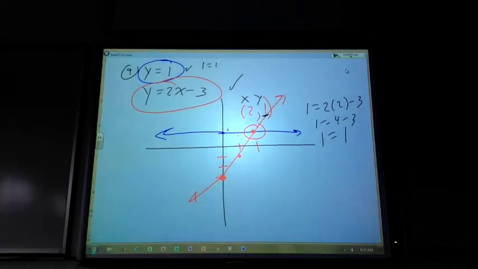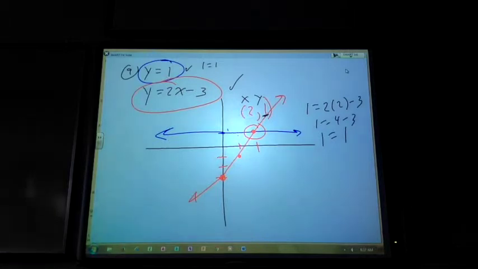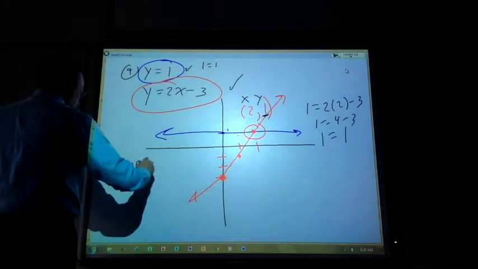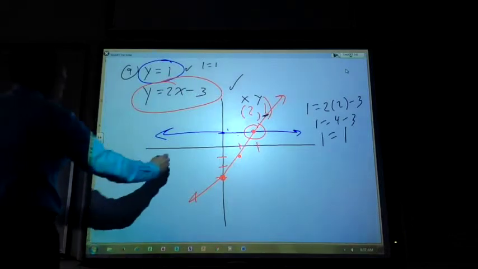Awesome. So guys and girls, I want you, please, to do 2 through 10, even, on page 121.